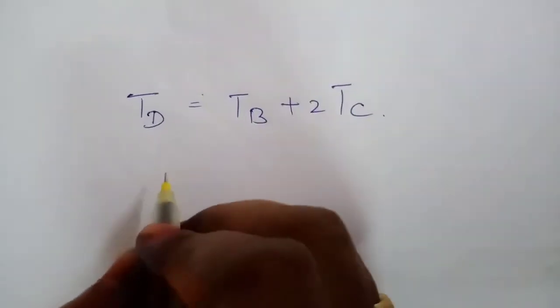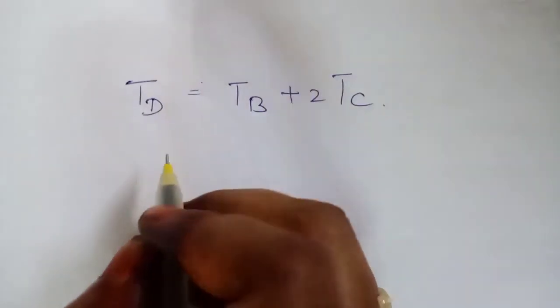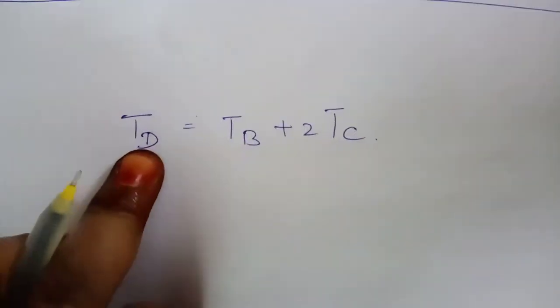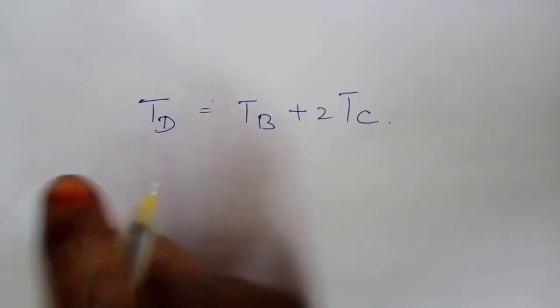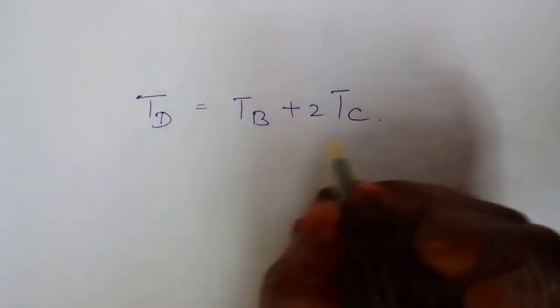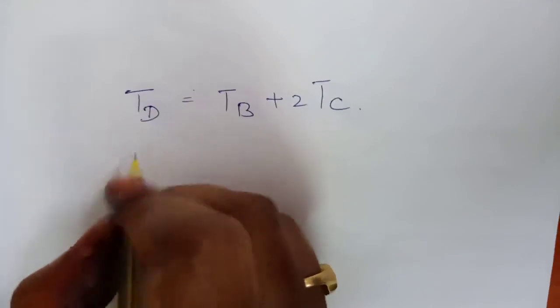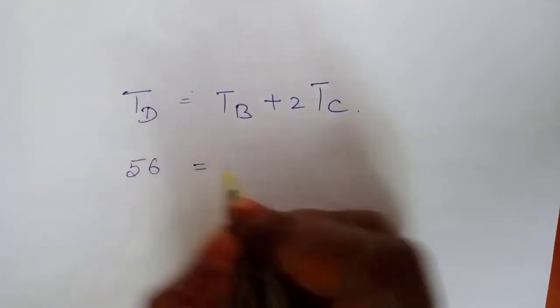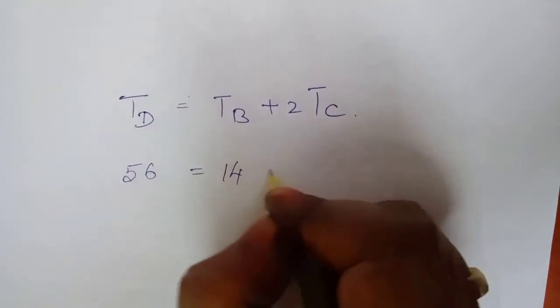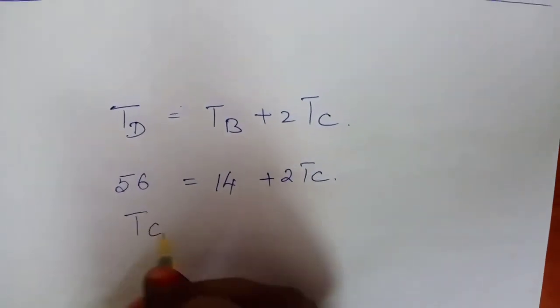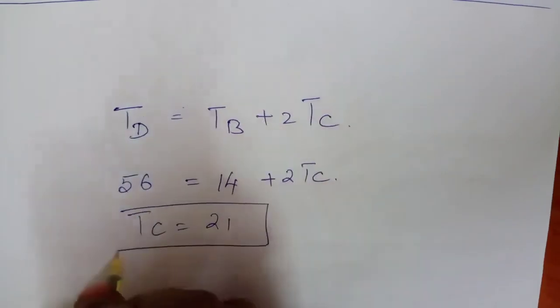Now after finding the TB value, you have the geometrical equation from the structure: TD equal to TB plus 2TC. TD value was 56, which is equal to TB value 14 plus 2TC. By solving this, TC equal to 21, the number of teeth.